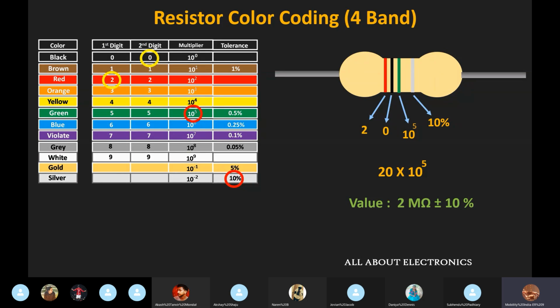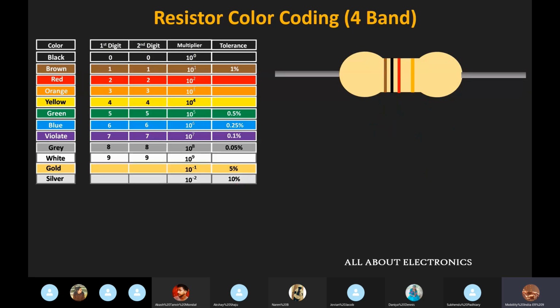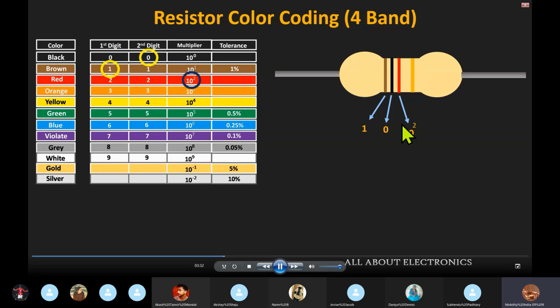So let us take one more example and let us find out the value of the resistor for that given color bands. So if you observe this resistor, the first 2 color bands of this resistor are brown and black respectively. So this brown color band represents the value of 1, while the black color band represents the value of 0. Similarly over here, the third color band is of red color, so it represents the multiplying factor of 10 to the power 2, while here the fourth band or the tolerance band is of gold color, so it represents the tolerance value of 5%.